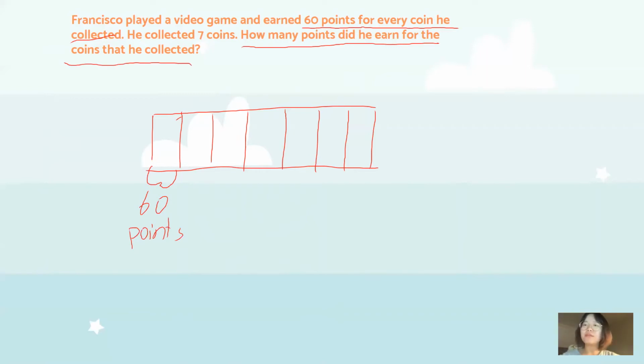So we're looking for the total points he earned. So let me name it letter A. So letter A is what we're looking for. So we have 7, and each coin is 60. So we're using 7 times 60, so we can get letter A.